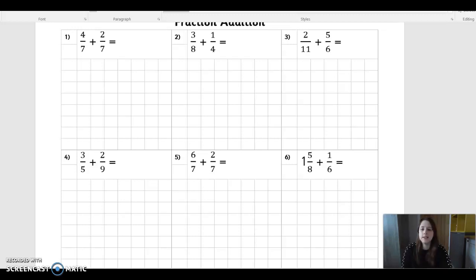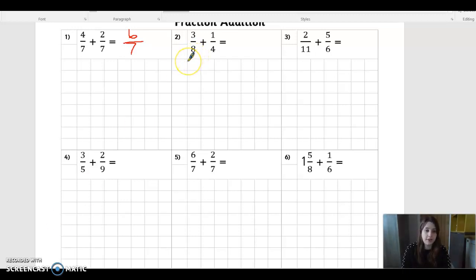Now this is a really easy one. We know that the bottom, the denominators of fractions need to be the same and that we never add the denominators together or subtract them. So I know that my denominator is 7. Because they're the same already, we don't have to do anything other than add the top. So we do 4 add 2, which gives us 6. So you should have got 6/7 for that first one.